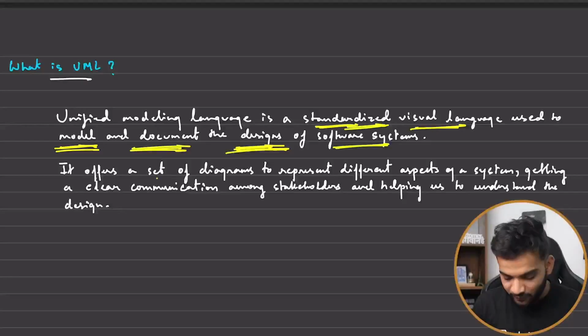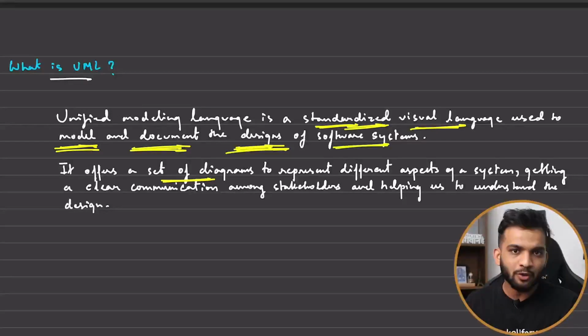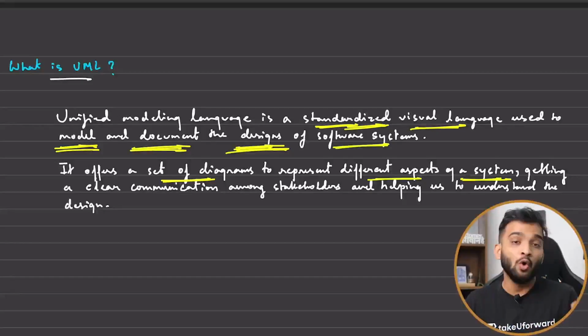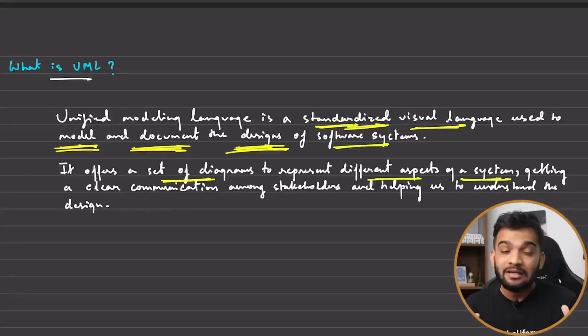Understood? It offers a set of diagrams. There are plenty of diagrams being offered to you. You can pick and choose what kind of design you want to convey to represent different aspects of a system. As I said, could be a low level one, could be a high level one, could be a design around the use cases as well. There are plenty that UML offers.